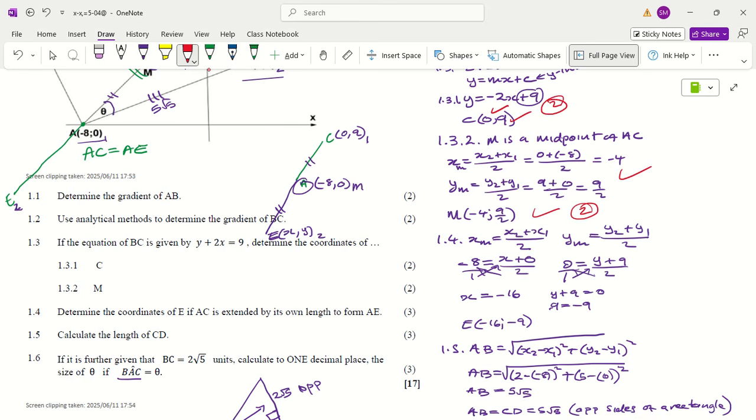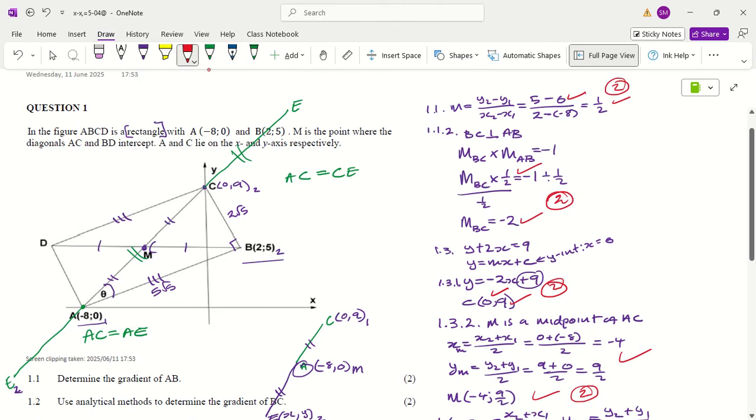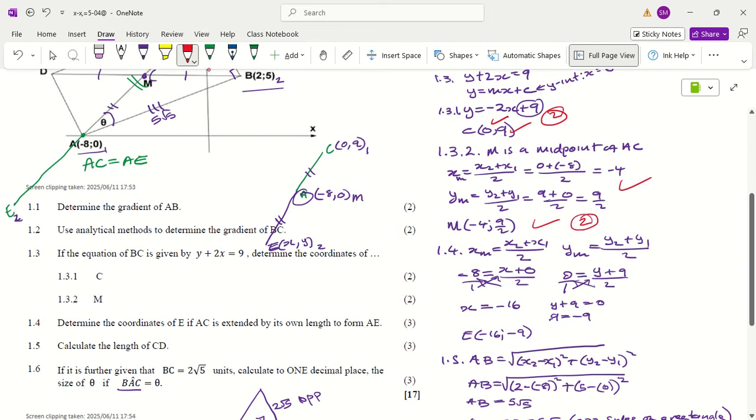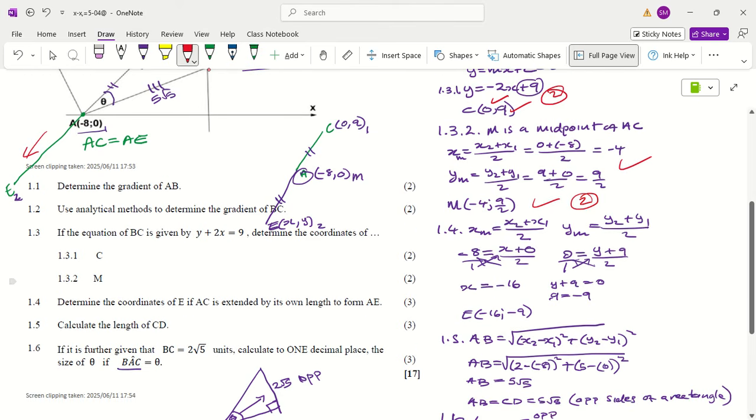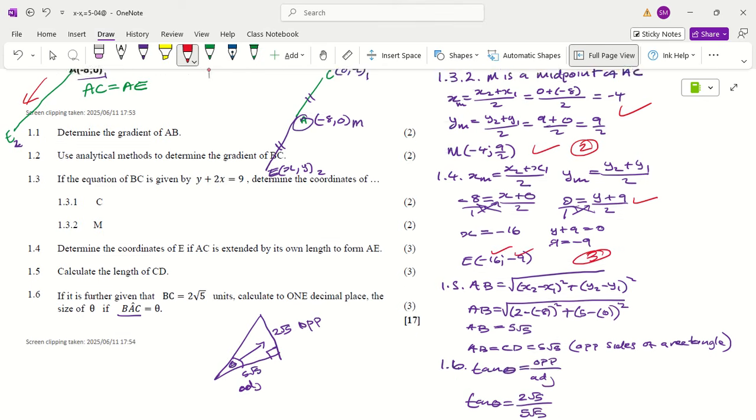Whichever method you use, remember there are two methods. You can extend from C to E, or you can extend from A to E, whichever way you want. So the mark allocation for the coordinates of E here is: you get a mark for the method used, which is the midpoint, a mark for substitution, a mark for the x value, and a mark for the y value, and that's 3 marks.